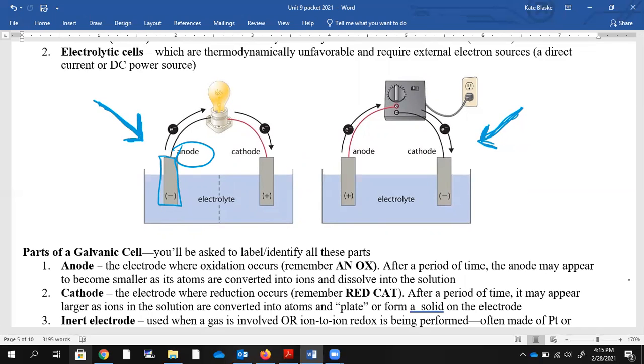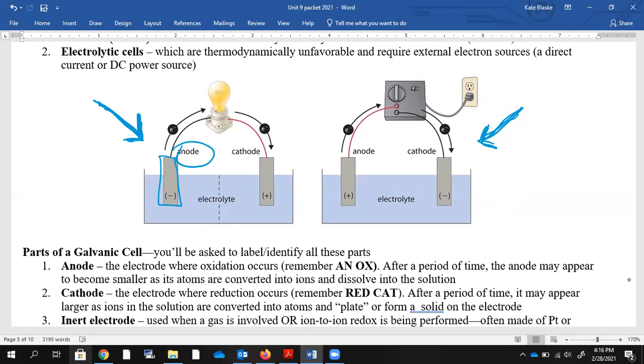As oxidation occurs, remember, oxidation is losing electrons, which means that the metal atoms that make up that metal chunk are going to lose electrons, and they're going to go from being a metal to being a positive ion. Give me a minute and we'll show an animation of how all this works. So usually the anode tends to decrease in mass over time as this reaction occurs.